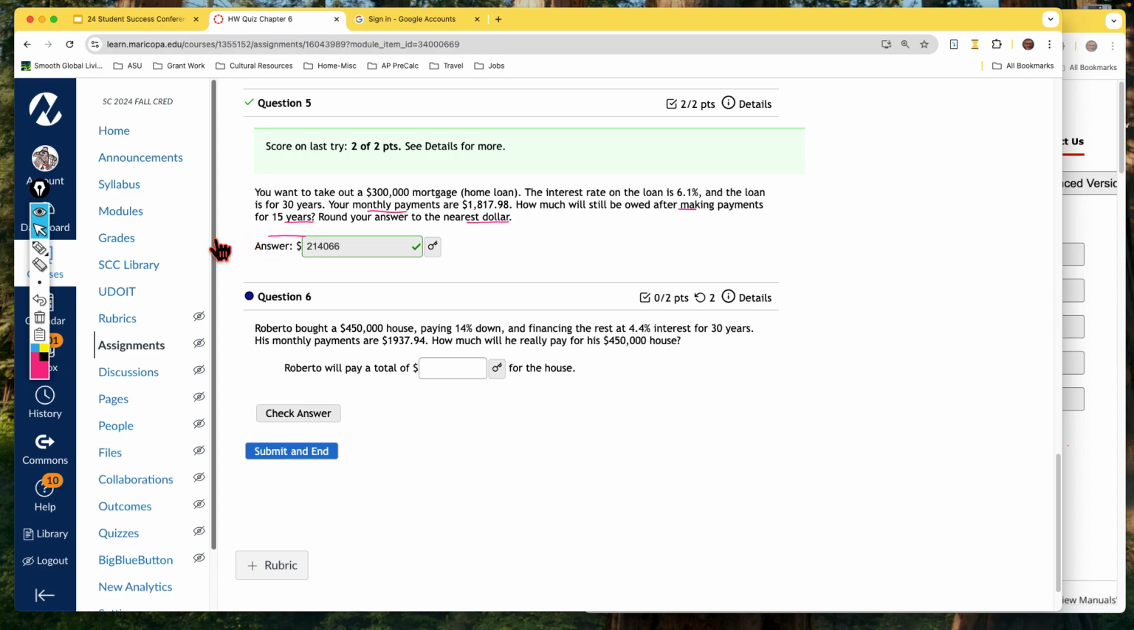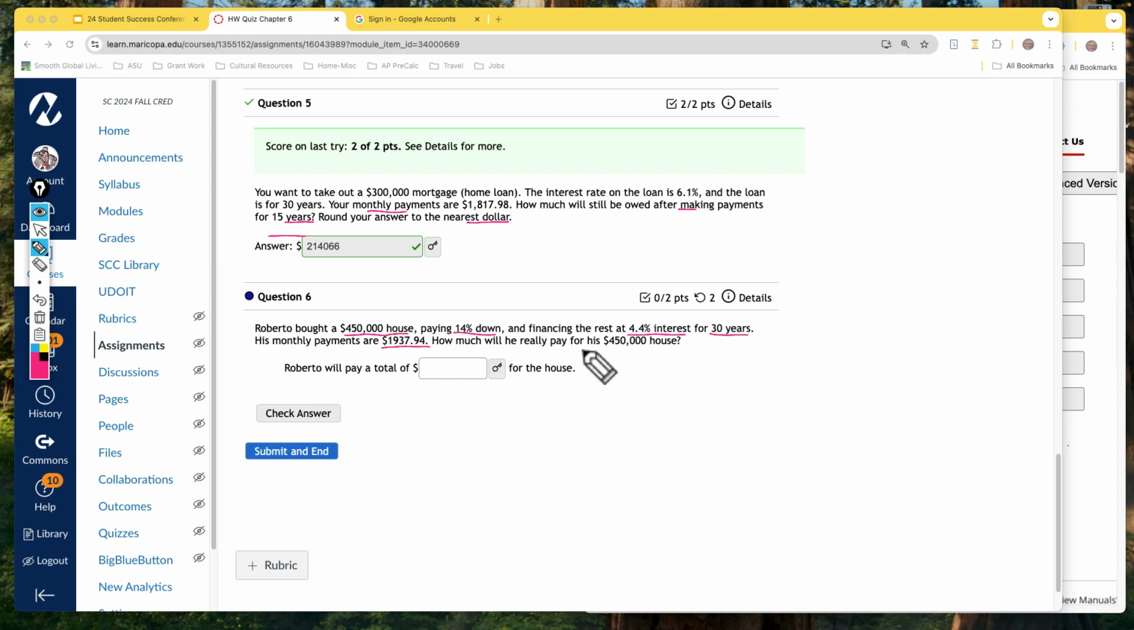This one's kind of a similar one, but it involves a little bit more detail. So Roberto bought a house, and this comes from one of my colleagues. His name was Roberto. He was a real estate agent as well, and he taught math here. He's retired since, but anyway, this is one of his problems. Roberto bought a house for $450,000. So that's the price of the house, not necessarily the loan. He paid 14% down, financed the rest at 4.4% interest, which is pretty good in these days for 30 years. We've got the monthly payment here, so we don't have to calculate it.